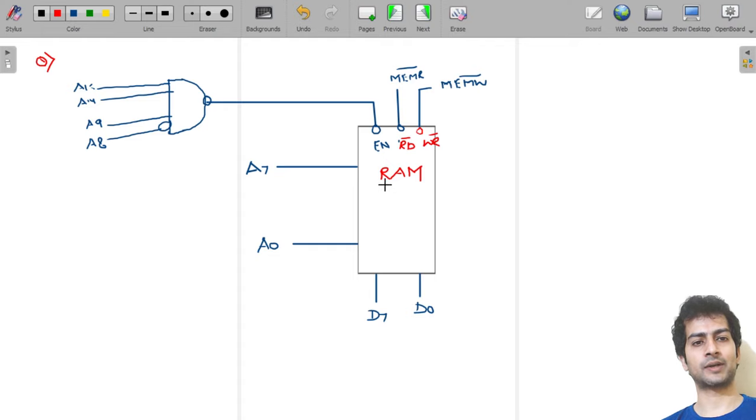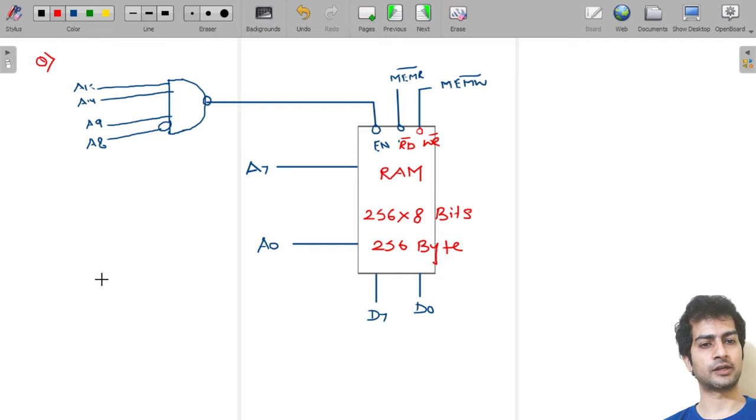Now coming to the capacity. Here see, A7 to A0, so it has a capacity of 256 into 8 bits, or we can simply say 256 bytes. This is the property. Now see, coming to the range.